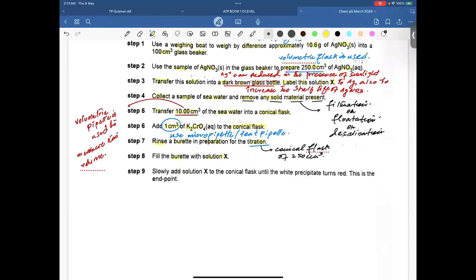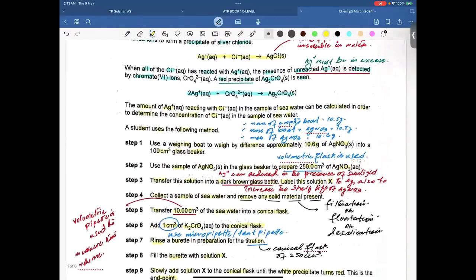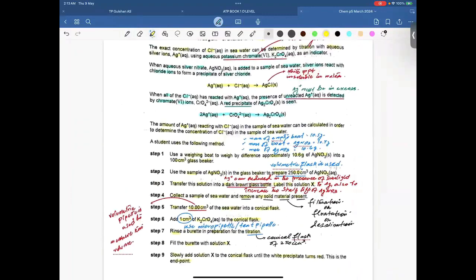Fill the burette with solution X. Slowly add solution X to the conical flask until the white precipitate turns red. This is the end point. That's what I've told you initially when I started this question. Let's see what we have.